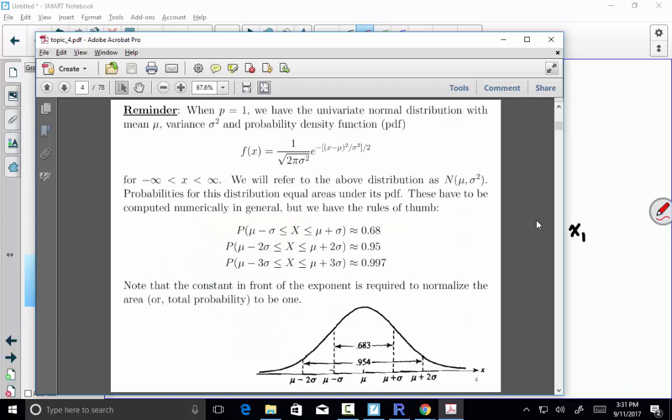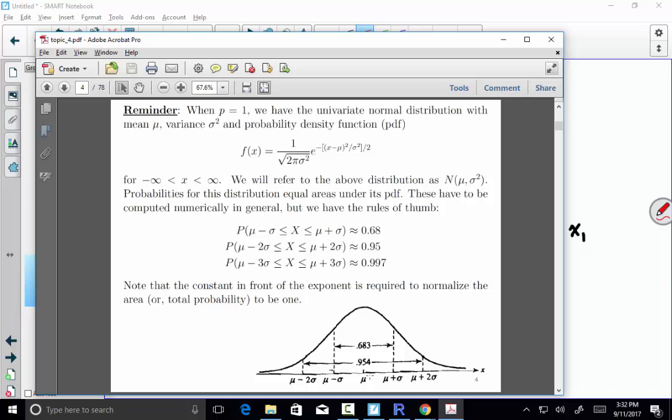This is just a reminder of what I hope you already know. In the univariate case, here are the gory details about the normal distribution. The probability density function, the function that we compute areas under to get probabilities, is of this form. The mean is mu, the variance is sigma squared. We have these rules of thumb that are handy for back-of-the-envelope calculations that say if you go out one standard deviation from the mean.